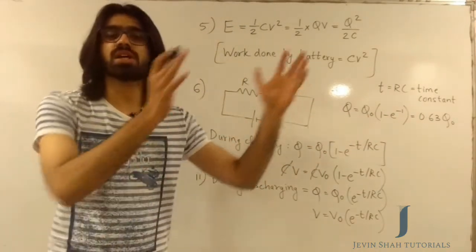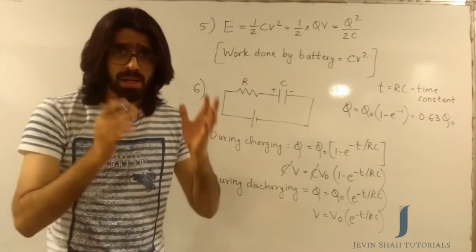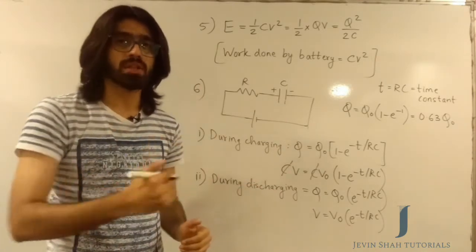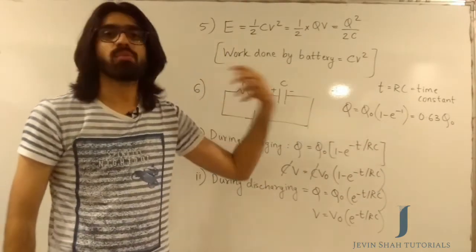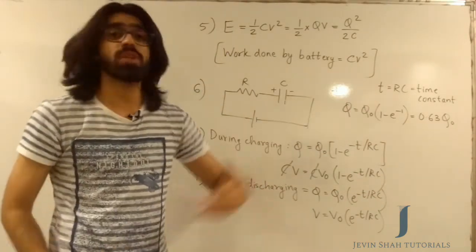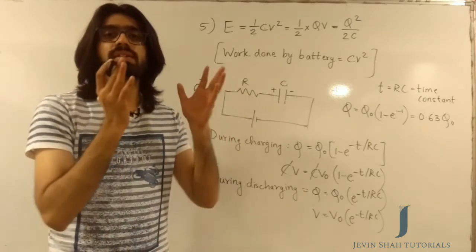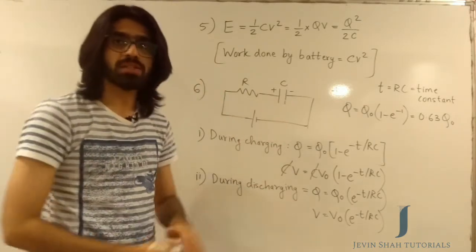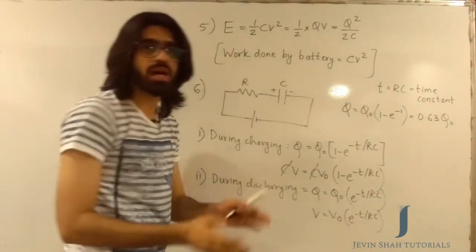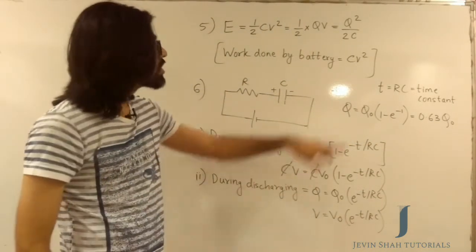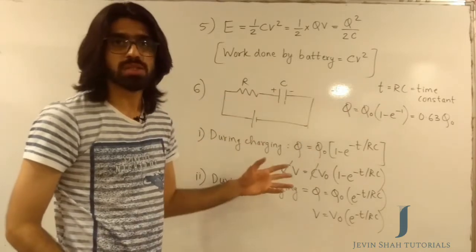If the final charge was 100 coulombs on the capacitor, then the time required for the capacitor to get charged to 63 coulombs is what the time constant is. The time constant for the RC circuit is basically the time required for the capacitor to get charged to 63% of the maximum charge on the capacitor. Okay, so that's what we mean when we say time constant.